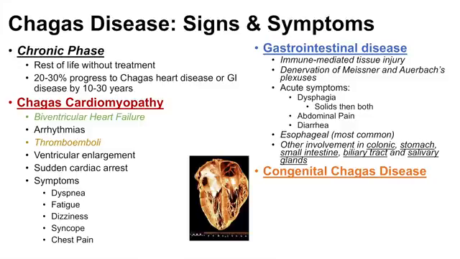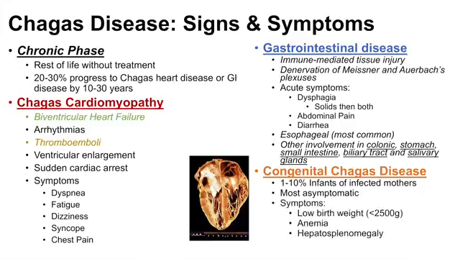And I'll briefly mention that mothers that are infected with Chagas disease can pass it on to their baby. About 1 to 10% of infants of infected mothers become infected with congenital Chagas disease. Most are asymptomatic, but some symptoms of congenital Chagas disease include low birth weight, usually less than 2,500 grams. Anemia can be another symptom, and hepatosplenomegaly is another symptom in infants infected with congenital Chagas disease.